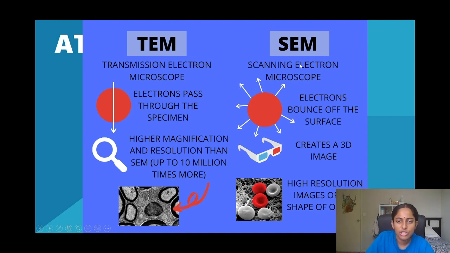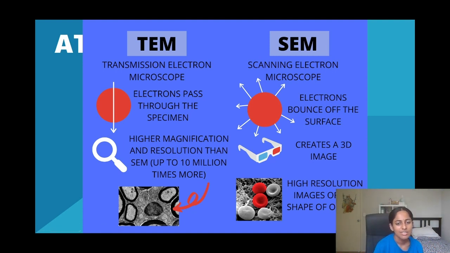And then you also have something called a scanning electron microscope. So this is pretty much the one that I was talking about earlier. In a scanning electron microscope, the electrons pretty much just bounce off the surface and it creates a 3D image. So that's why you can, in this case, see red blood cells like this that are shaped like a donut. So yeah, this is pretty much how they work. It's really cool and interesting.